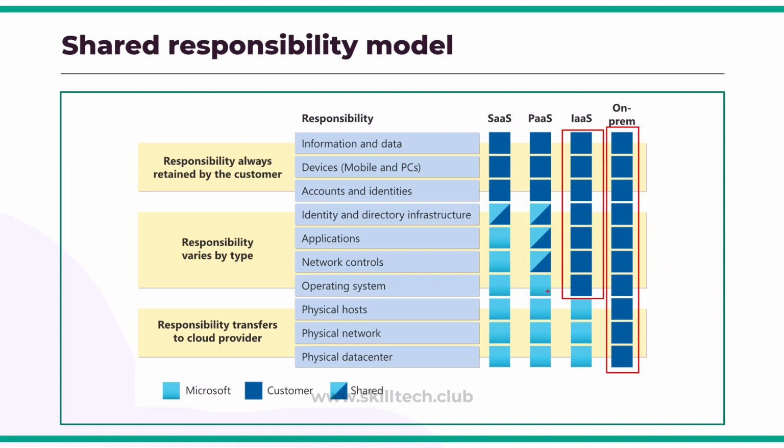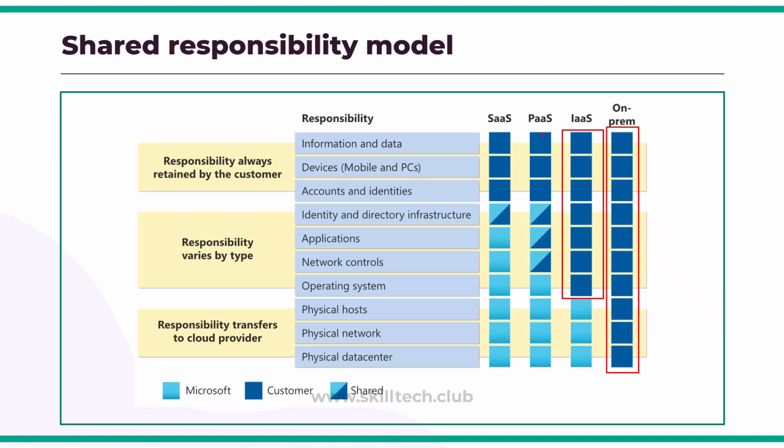But above this, information, data, devices, and accounts and identities are going to be managed by me fully as a customer. And then there are certain things in which we have to share the responsibility. When we talk about these three layers, which are identity and directory infrastructure, applications, and network controls, you can see it has both the colors in it, which means some part of these things will be managed by Microsoft and some part will be managed by us as a customer. And that is where the shared responsibility comes into the picture.